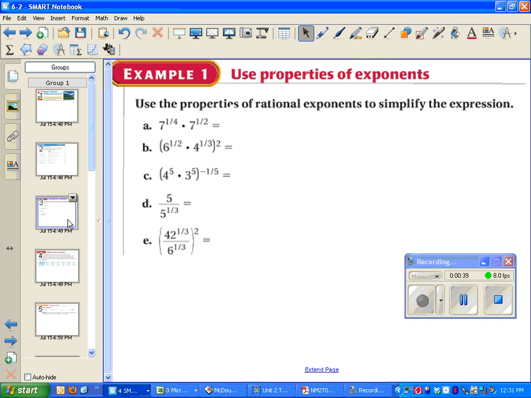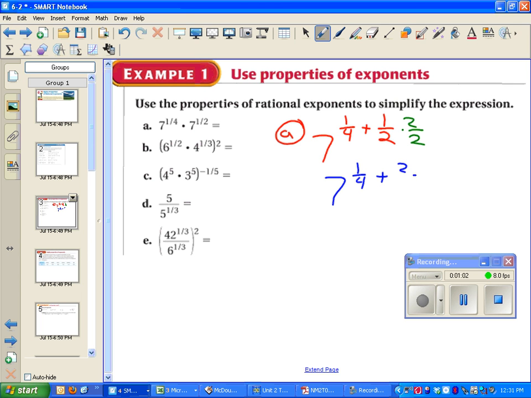So for part A, we have the same bases, and so we are going to add those exponents. Okay, so we don't have a common name, so we are going to multiply 1/2 by 2 over 2. And so that's going to be 7 to the 1/4 plus 2 over 4. So now that we have the same name, our final answer is going to be 7 to the 3/4 power. And that is all we can do. We can't simplify that anymore.